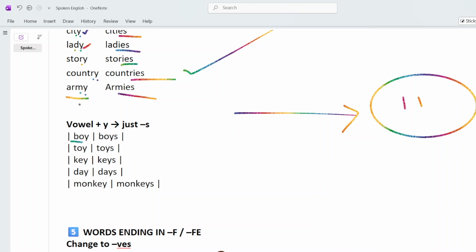However, I'll let you know: this word, boy, has a vowel, then a Y. Look at this. O, toy. E is a vowel, key. A is a vowel, day. Monkey, again E is a vowel, then it's followed by Y, right? You can see here. So what is happening here? We are not going to change the Y or do anything to that letter Y. We are just going to add an S to make the plural form of these words. Got it? I think we are good.